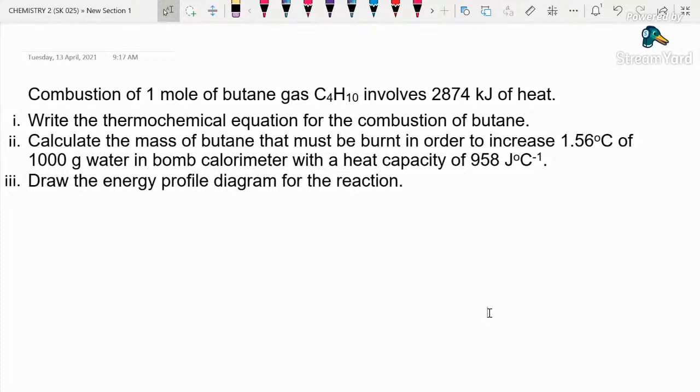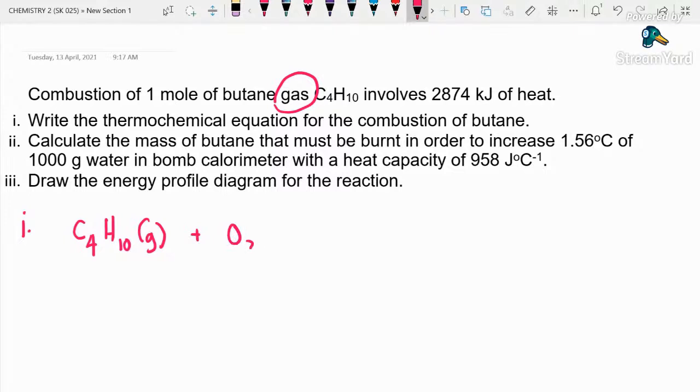The combustion of 1 mole of butane gas involves 2874 kilojoule of heat. This is one piece of information: 1 mole of butane equals that. Write the thermochemical equation for the combustion of butane. So they want us to write a thermochemical equation. For the first one, we have to write butane, C4H10 gas. They already said gas, so we follow.